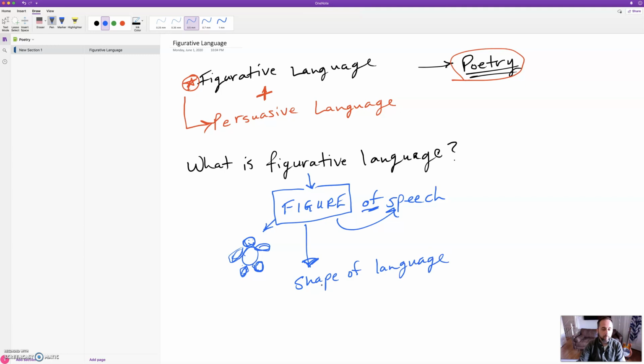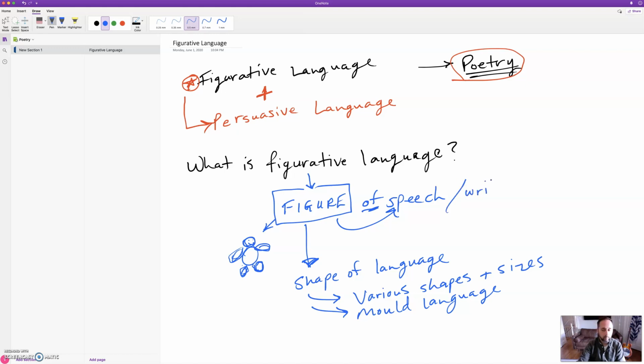And that shape has, there are various shapes and sizes in a sense. The way that we can shape and mold language for the purpose of communicating something, right? It's a figure of speech, or in writing, if we say figure of speech, it can be written or spoken. Doesn't matter if it's written or spoken, okay?